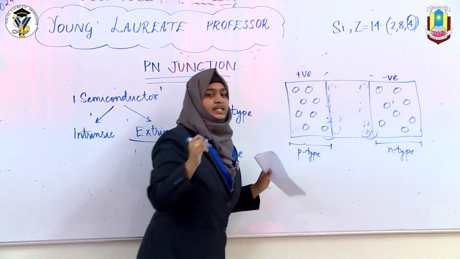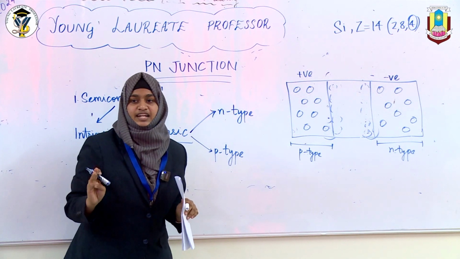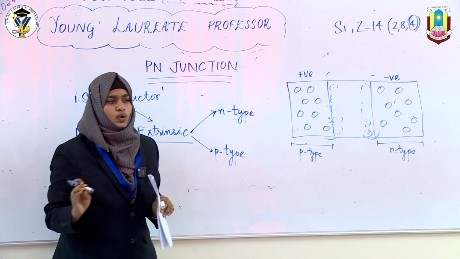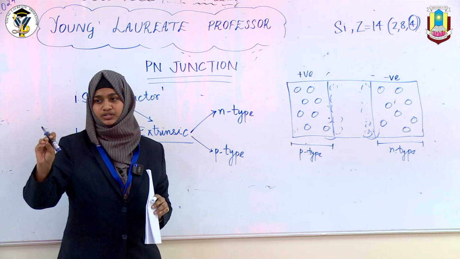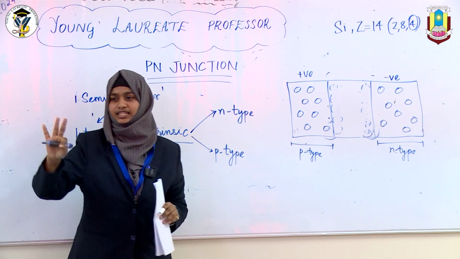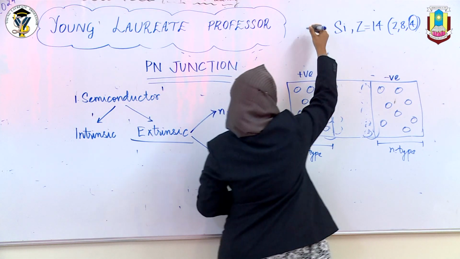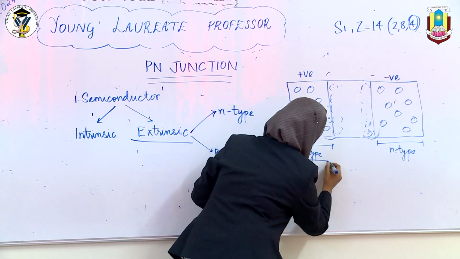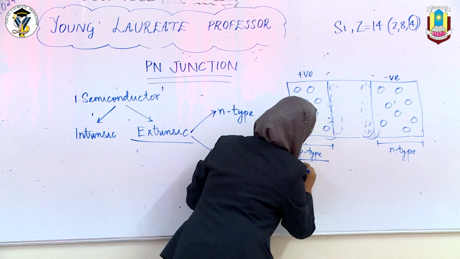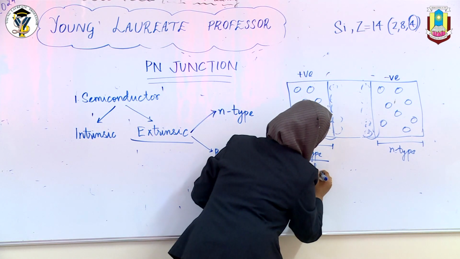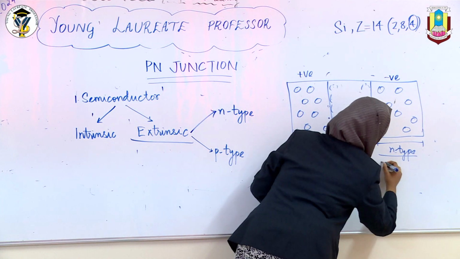Now we need to know what are trivalent and pentavalent impurities. What are pentavalent impurities? Impurities having valence shell 5 electrons. And trivalent impurities, valency 3. So now we are dealing with pentavalent. Always keep in mind, p-type trivalent and n-type pentavalent.